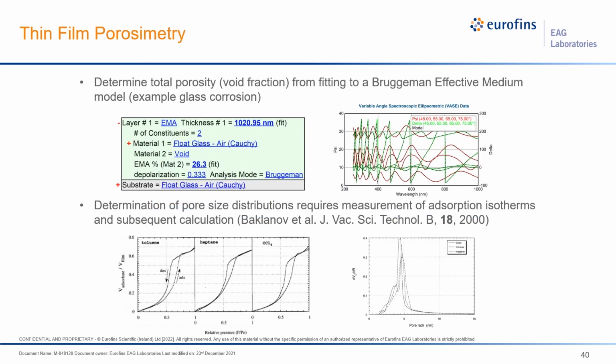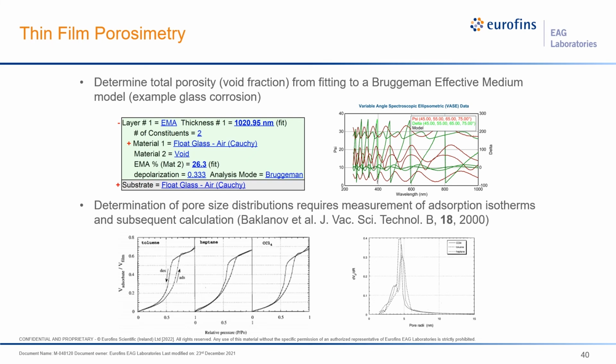My last example of properties other than optical that can be measured using ellipsometric measurements relates to thin film porosometry. The total porosity, or the void fraction of a layer, can be determined again by modeling the layer using a Bruggeman effective medium model that we discussed earlier. You mix the material and the void, and the void fraction is of course the porosity.